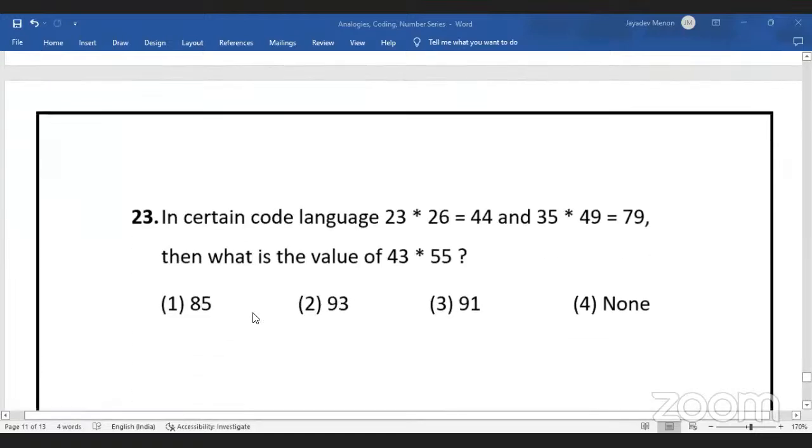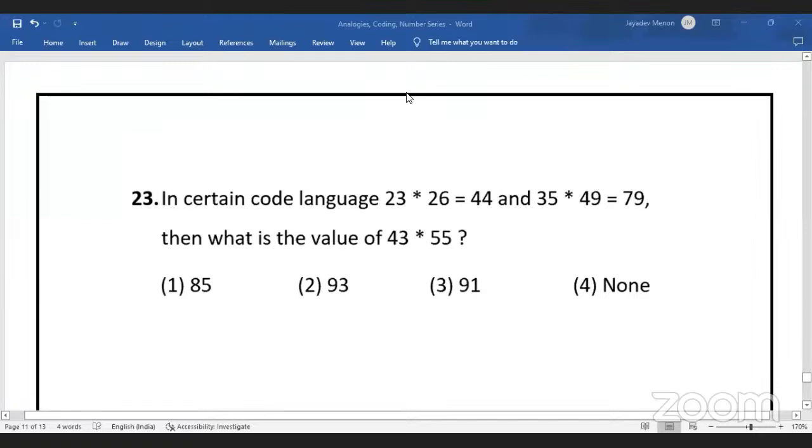Next question. Very good, Kavya, Abhirami, Swati, Aisha. 93 is correct.